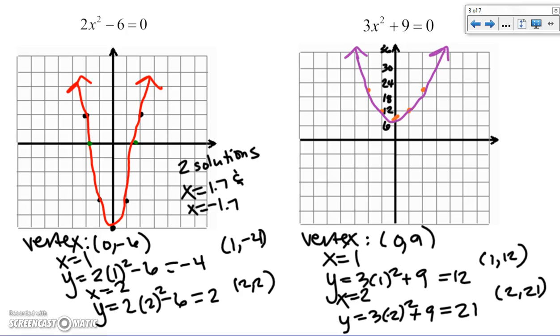So remember, ultimately, since it's set equal to 0, I'm looking for the solutions. So where does my graph cross the x-axis? Well, this one never does. And since this is a minimum, it never will. So this one would have no solution.